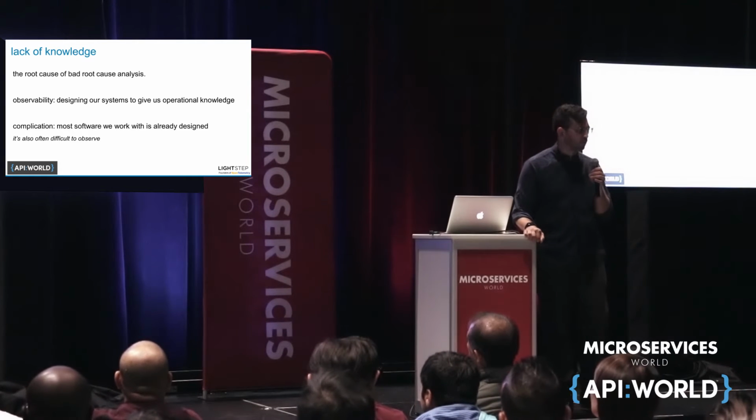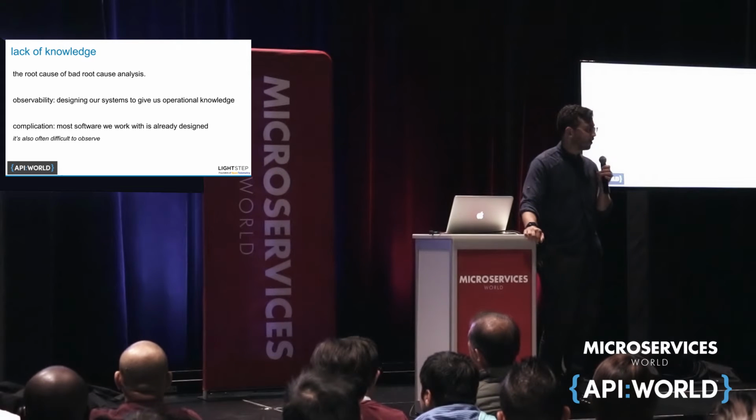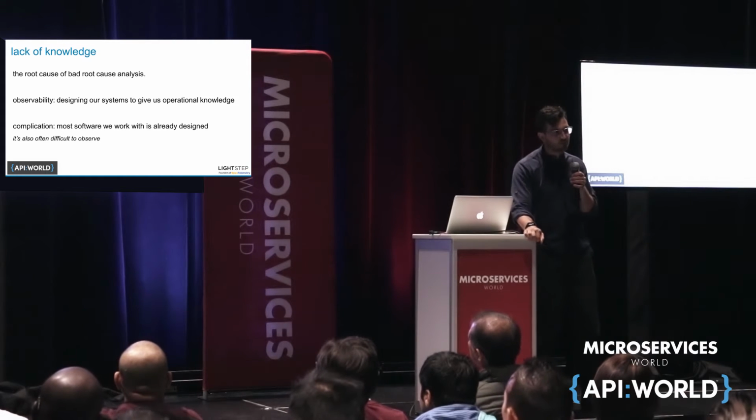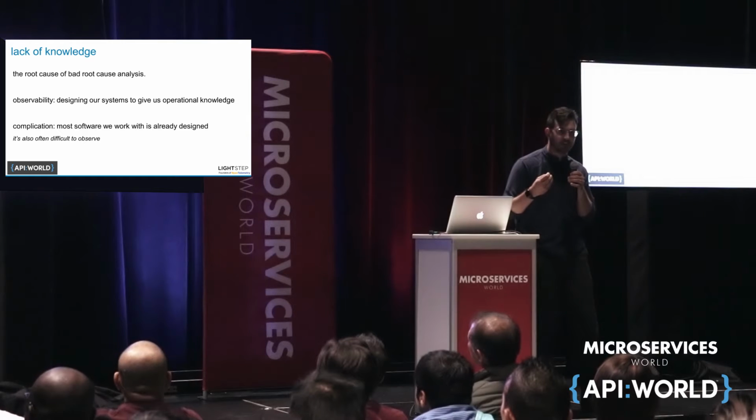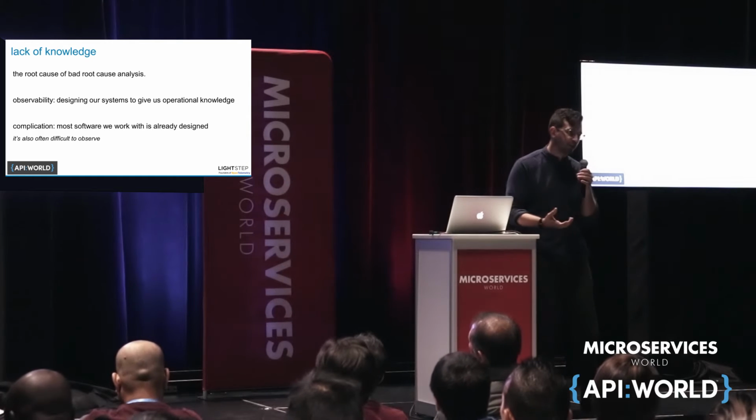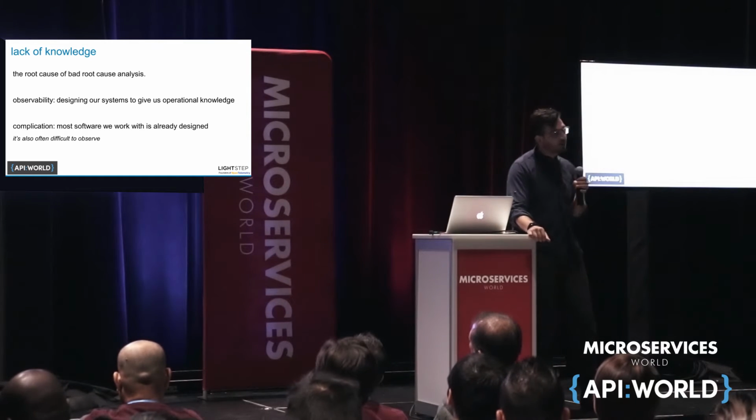Observability, it's a hot word these days, but a big part of what it means is designing our systems so we have that knowledge. So we see events coming out of all of our applications. We can put it together in a meaningful way.